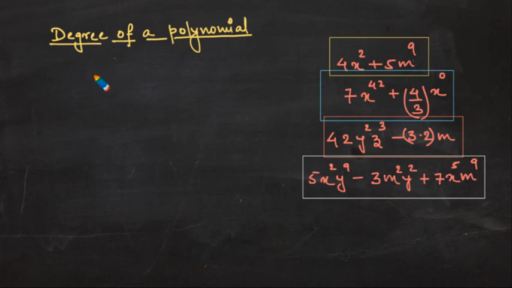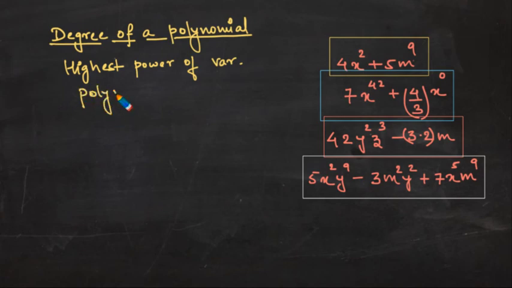Let's see, what do we mean by degree of a polynomial? So in very simple terms, and trust me, it's a very simple concept, the degree of a polynomial is basically the value of the highest power of the variable in the given polynomial.